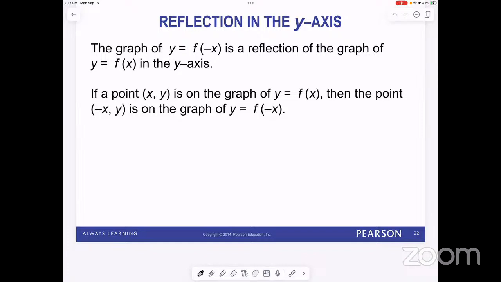So the graph of y equals f of negative x is a reflection of the graph of y equals f of x in the y-axis. If a point x comma y is on the graph of y equals f of x, then the point negative x comma y is on the graph of y equals f of negative x, right?